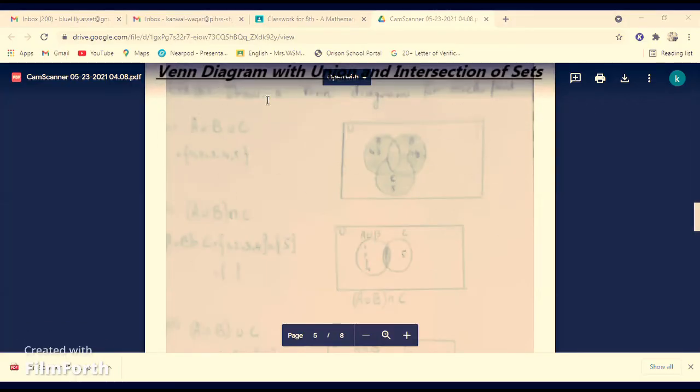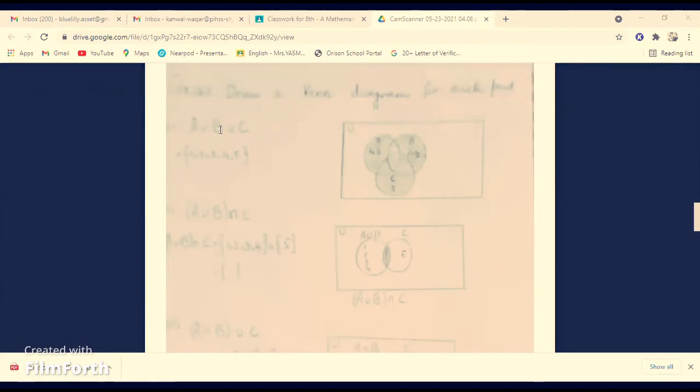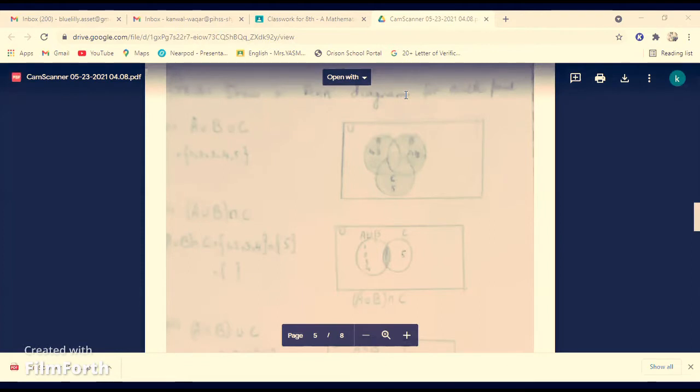Draw a Venn diagram for each point. The case is A union B union C. How many sets are there? Three sets are there, A, B, and C. Union means united. Keep all the numbers in the respective places in the respective circles and shade all the circles. This is very important for union set.